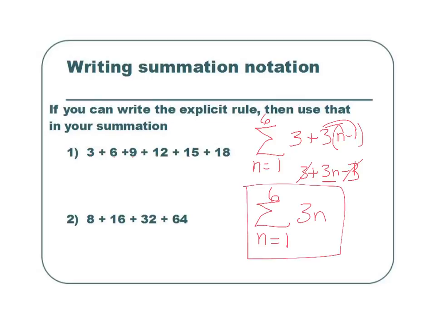Let's try number 2 here. This one is not arithmetic. It appears to be multiplied by 2, so that's a geometric sequence. So I'm going to start off, let n equal 1. I know that I'm looking to get 4 terms, so I'll stop it at 4. We write a geometric rule, so your first term is 8. You are multiplying by 2, n minus 1 times, so that's your geometric rule.